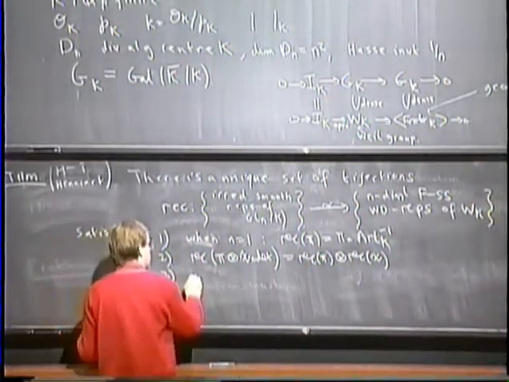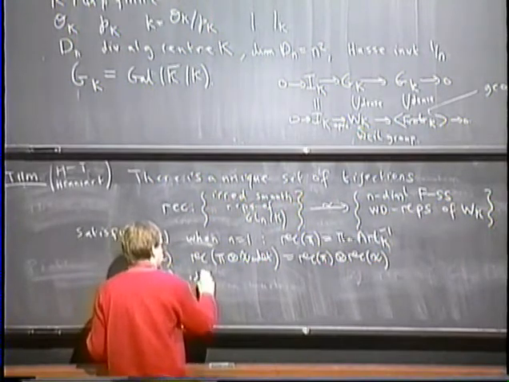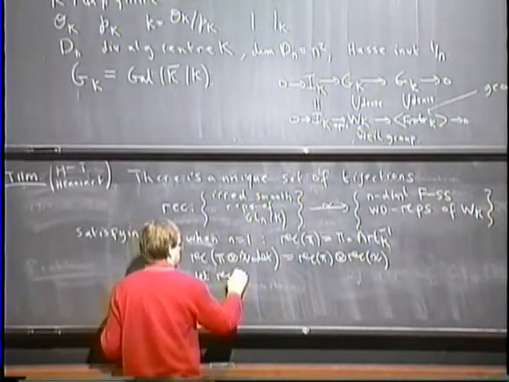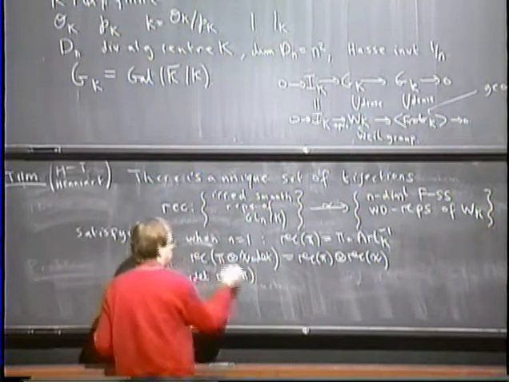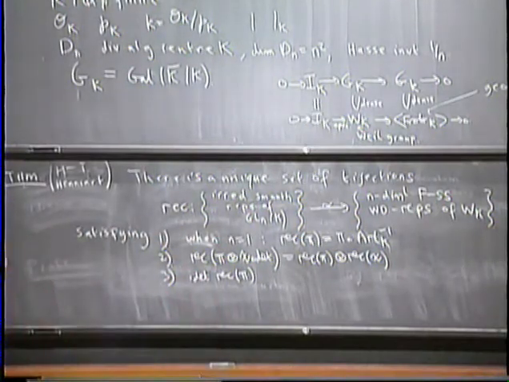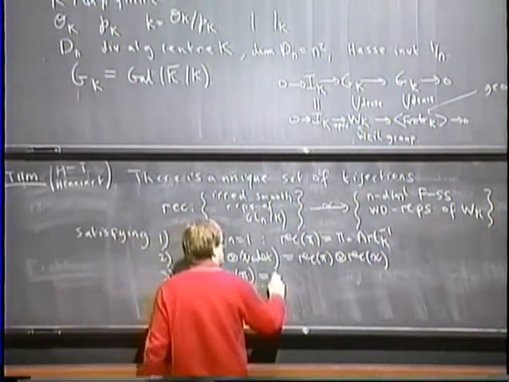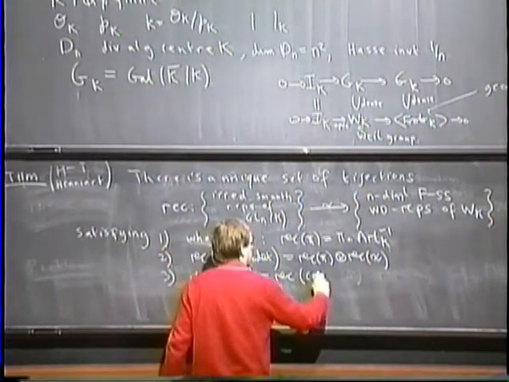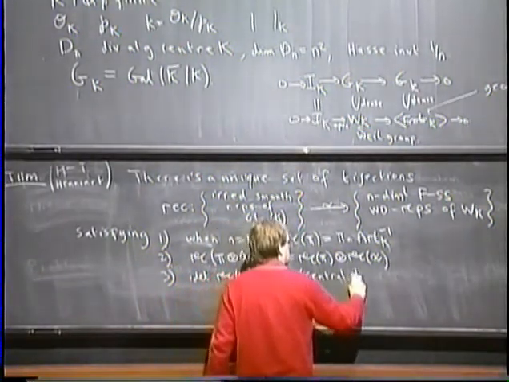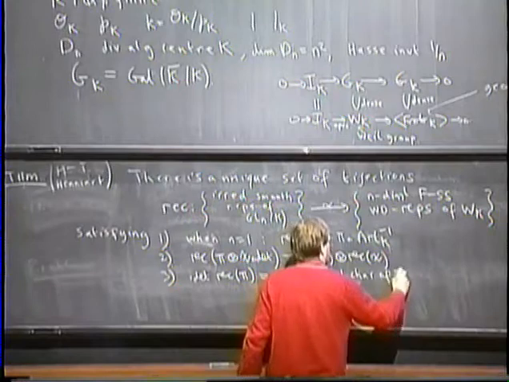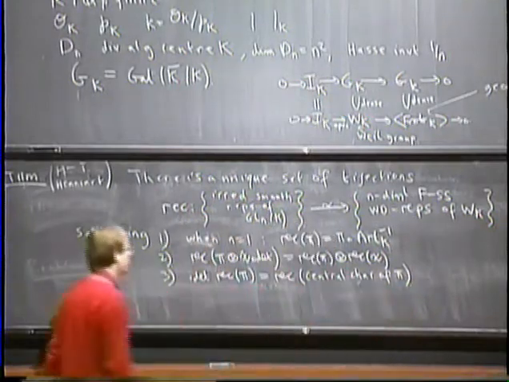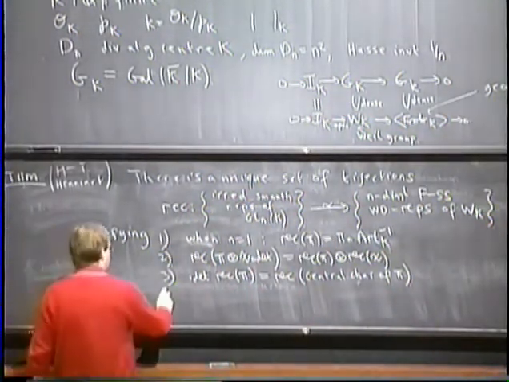The determinant of the n-dimensional representation, which is the reciprocity map applied to pi, should just be the reciprocity map applied to the central character of pi. It should be compatible with Galois conjugation.